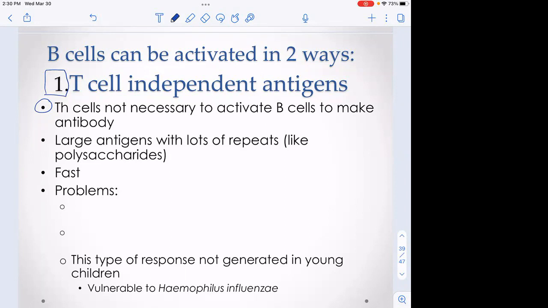Okay, so this is a little bit simpler, right? What kind of antigens are able to act this way? They're mostly large antigens that are not complicated. They have lots of repeats, so some kind of polysaccharide, where it's the same monosaccharide over and over again. We said earlier that these kinds of molecules generally are not very good antigens, but there are exceptions. Oftentimes we see these polysaccharides in bacterial capsules.